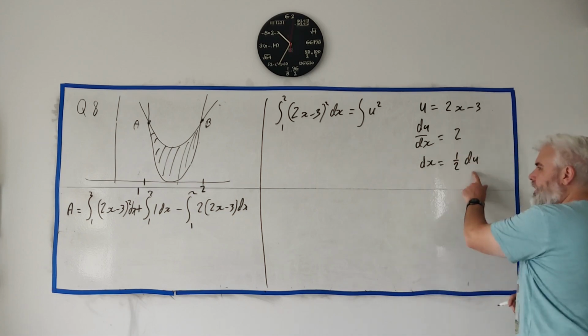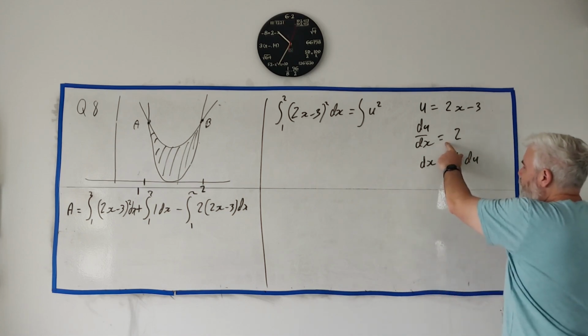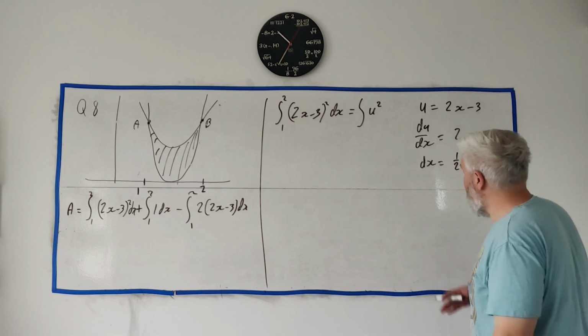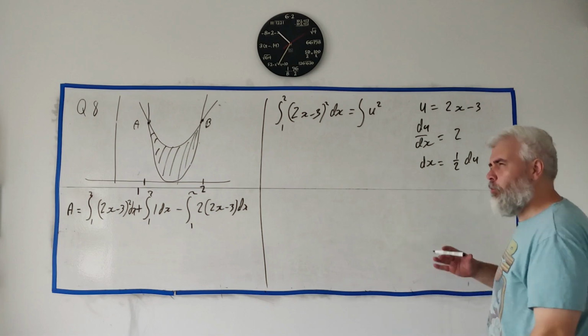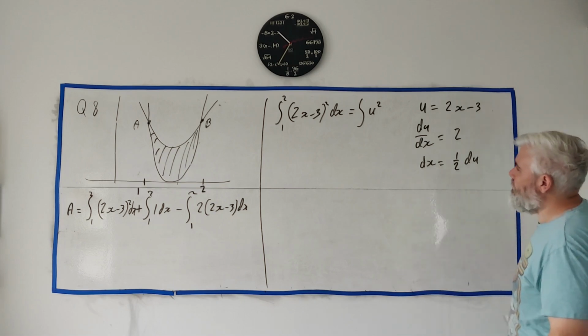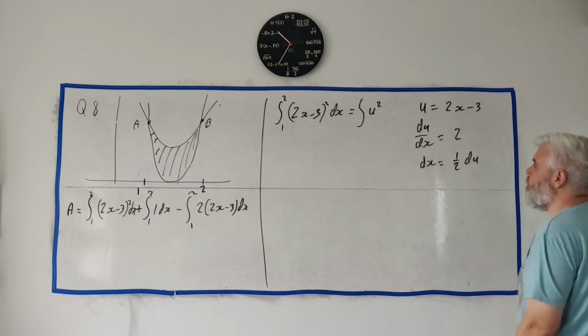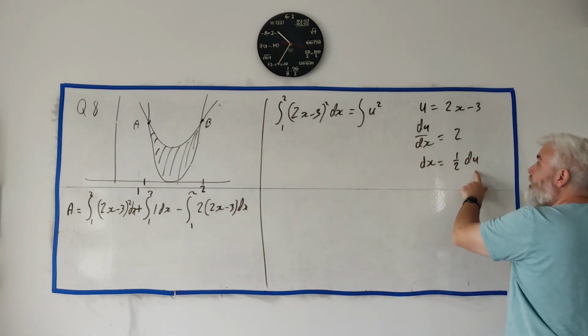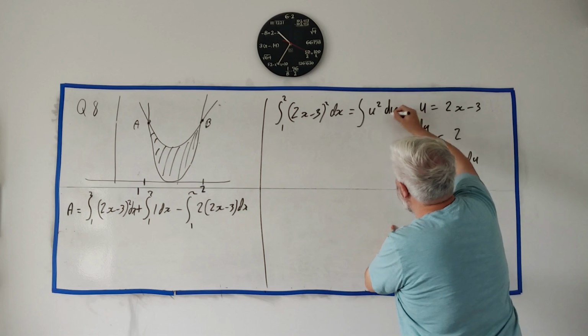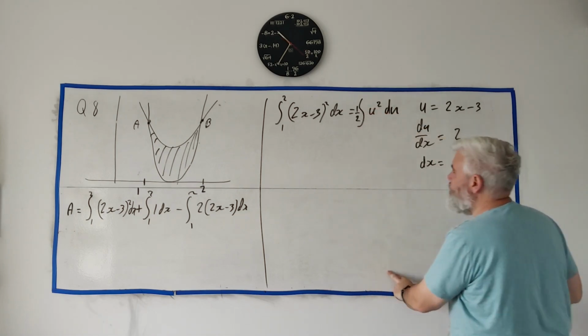This is not technically correct. If you go to college and do multivariable calculus or anything, this is not technically correct, but I don't remember enough to tell you why it's not technically correct, but it works. That's the most important part. So instead of dx here, we're going to replace it with a half du. So du is here, and we'll put the half out front.